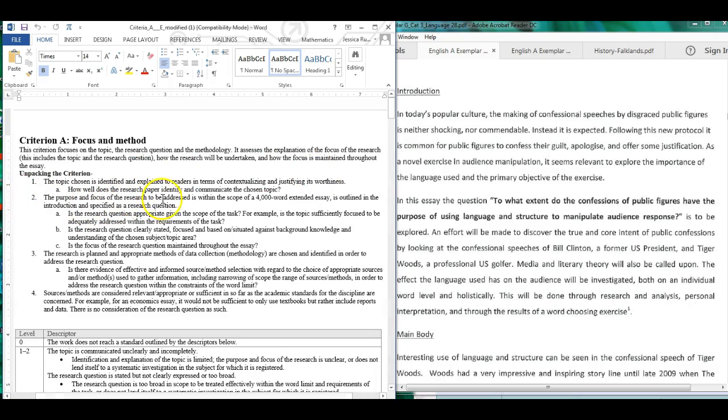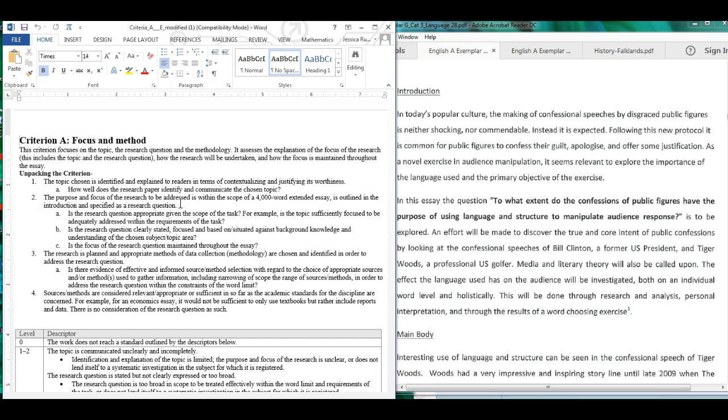Then the purpose and focus of the research to be addressed is within the scope of a 4,000-word essay, outlined in the introduction and specified as a research question. So is the research question appropriate given the scope of the task? Many of you still, your RQs from what I'm seeing in ManageBac, are way too broad. It's got to be a very narrowed and focused RQ.